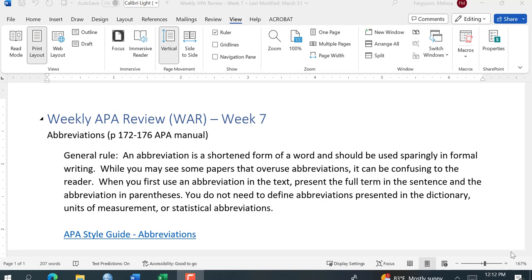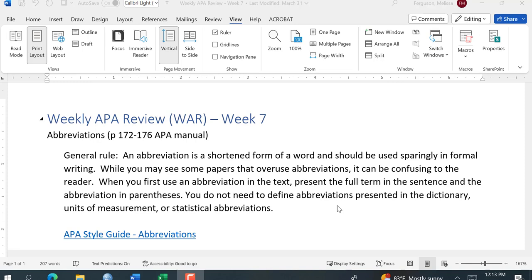We want to use them sparingly, as noted here in this general rule. Some papers do overuse abbreviations, and you might have found when you're reading your articles that it can be a little bit confusing. You kind of have to keep looking back to see, what does this abbreviation mean? So you want to use them sparingly. Sometimes journals will encourage authors to use abbreviations to shorten the amount of text that the paper takes up, but we don't have to worry about that here in this class. We want to learn to write the correct way.